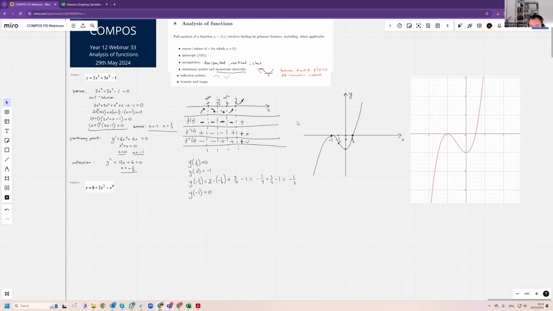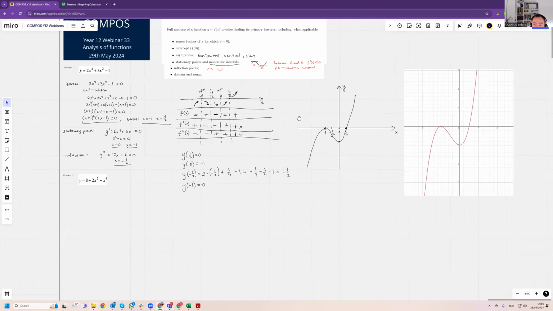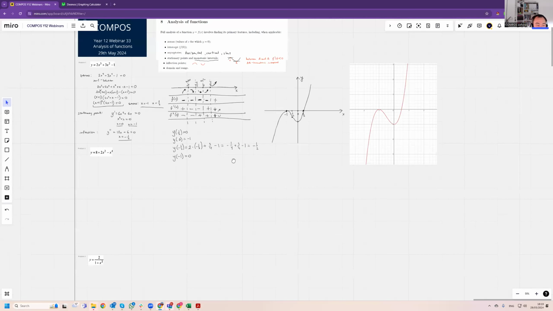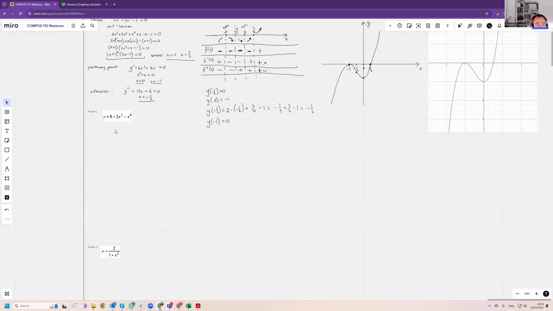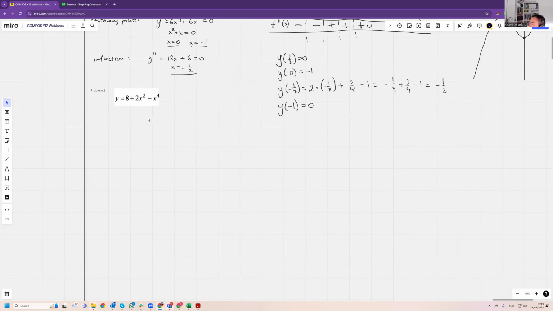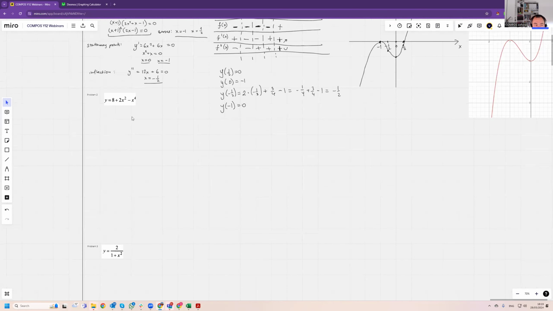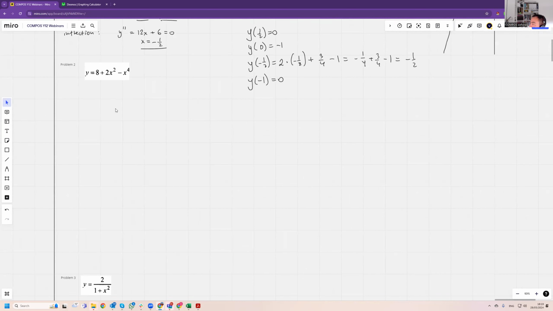Asymptotes. Asymptotes is a separate thing. To find an asymptote, you need to find the limit. So finding asymptotes. I'll demonstrate finding asymptotes on problem 3. Okay. Problem 2. Well, it's the same. It's the same principle. Would you like me to do problem 2 or skip to problem 3? Please let me know.